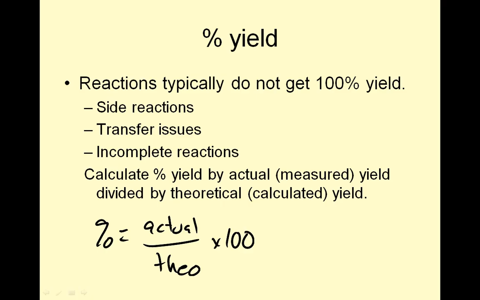Percent yield. Reactions typically do not get 100% yield. Instead of the word typically, I want to put the word never. Why? Side reactions. So 100% yield would be like people always marrying the love of their lives 100% of the time. Now, this could happen, but I doubt it.